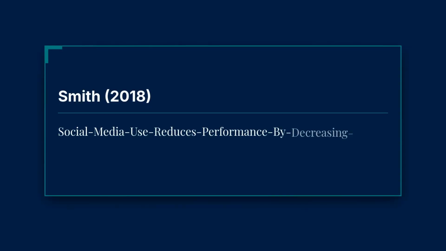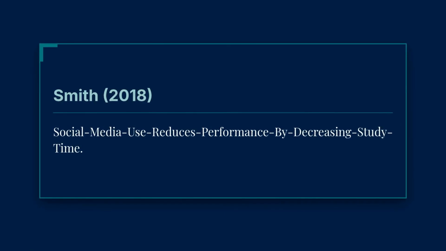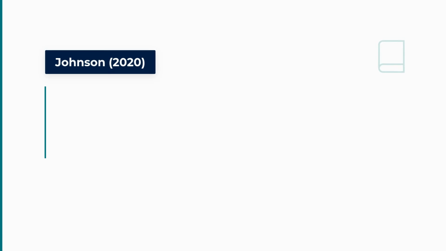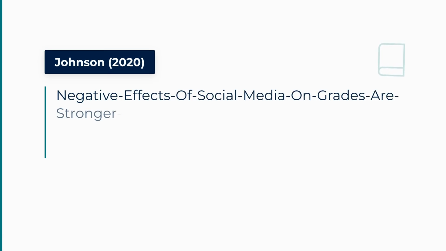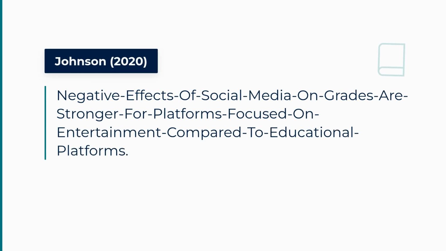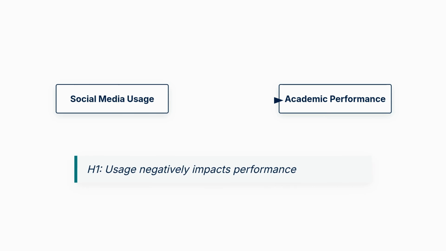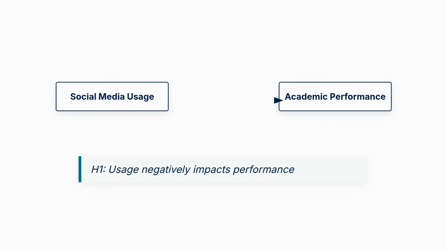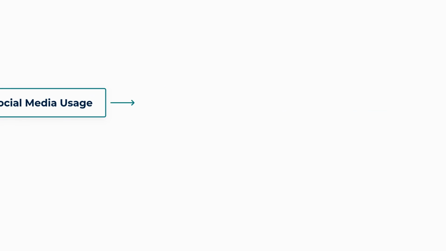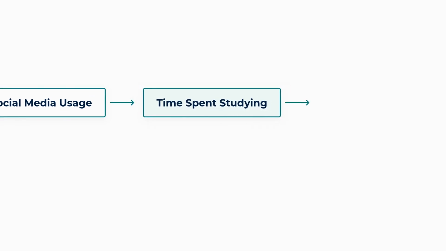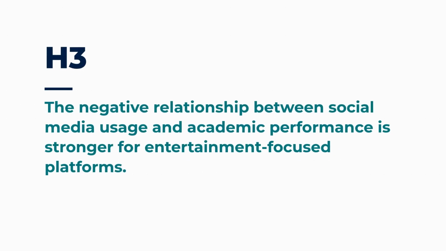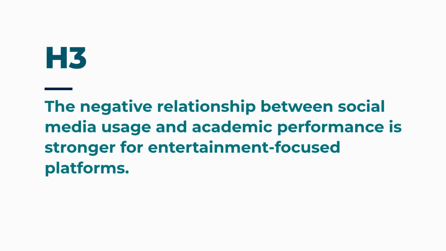You could find statements like, Smith found that excessive social media use reduces academic performance by decreasing study time, and Johnson noted that the negative effects of social media on grades are stronger for platforms focused on entertainment compared to educational platforms. From these findings, you could create a conceptual framework and hypotheses such as H1: social media usage negatively impacts academic performance. H2: study time mediates the relationship between social media usage and academic performance. And H3: the negative relationship between social media usage and academic performance is stronger for entertainment-focused platforms.